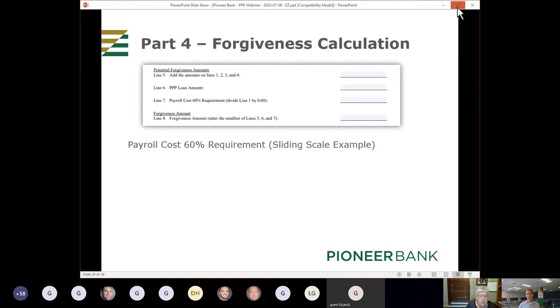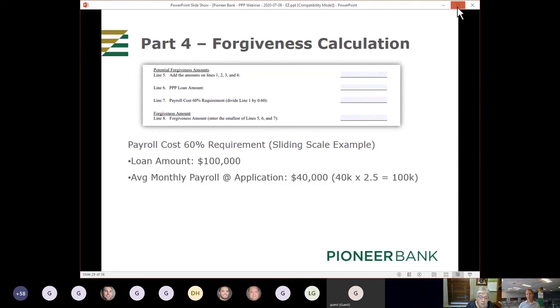That's easy to say, but a lot easier to understand with an example. Say somebody qualified for and received a PPP loan of $100,000. For them to qualify for that, they would have had to have an average monthly payroll of $40,000. That's 40,000 times 2.5, which gets you to the 100.